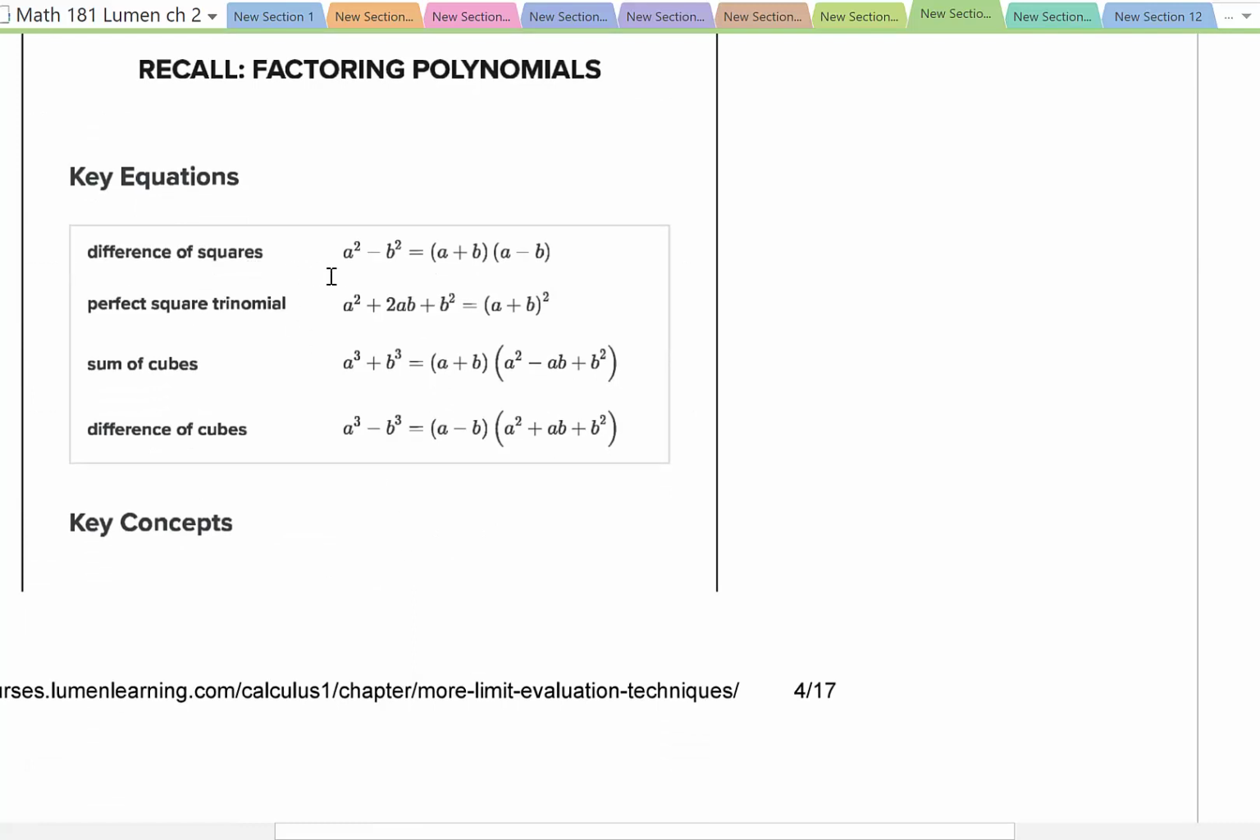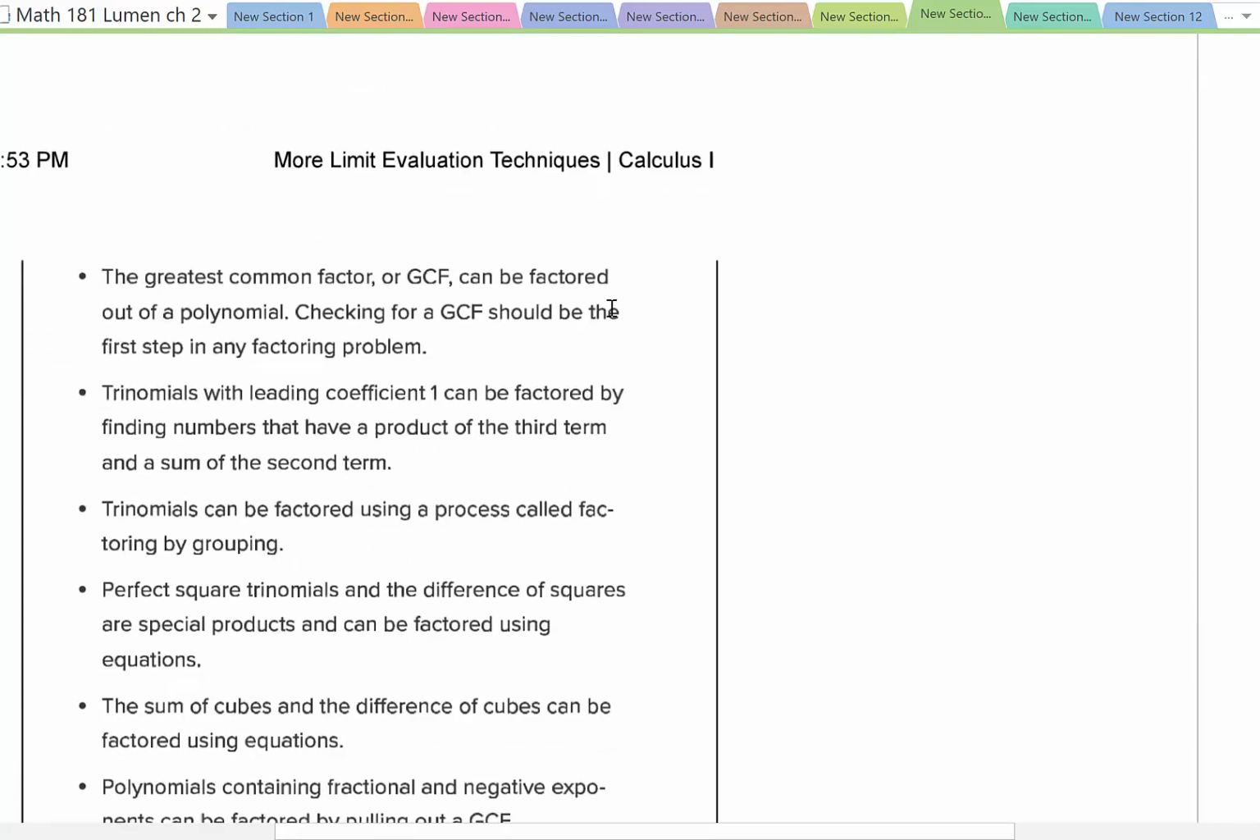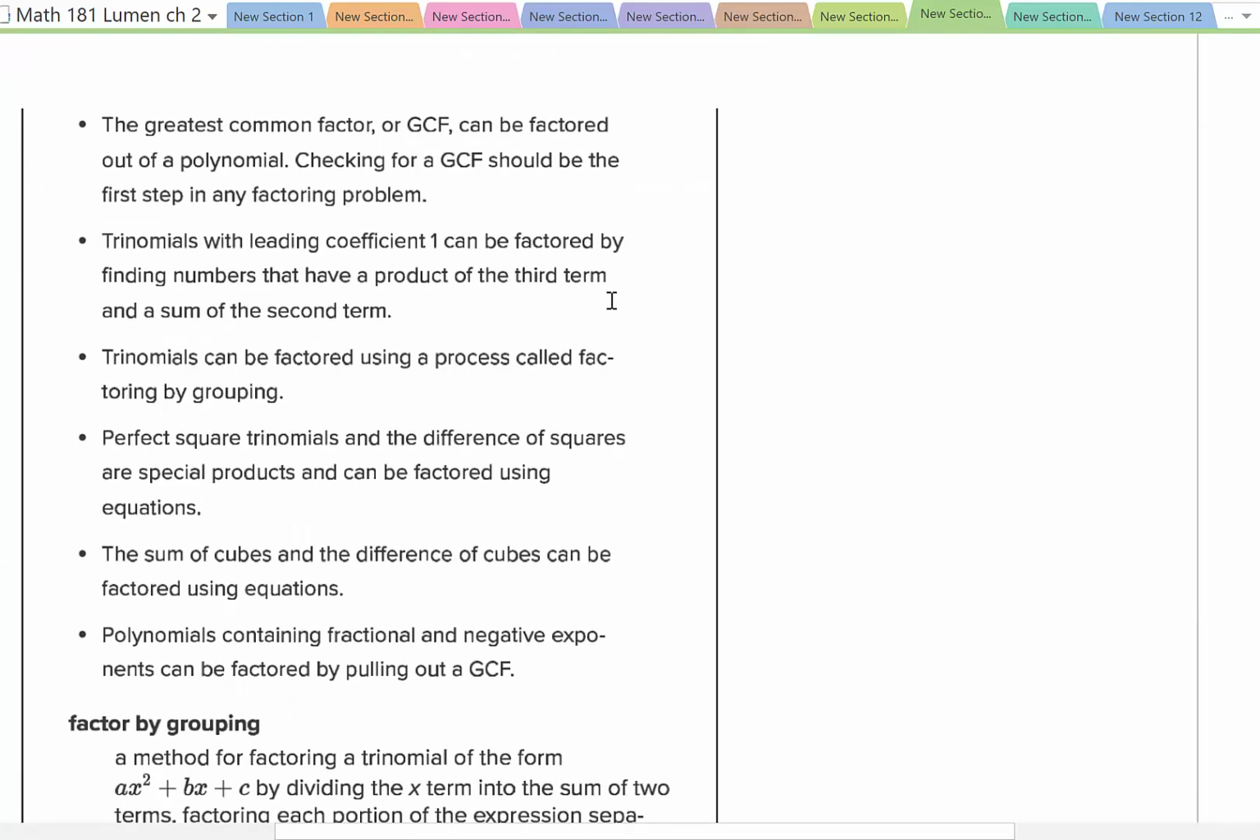So just recall that a squared minus b squared is a plus b times a minus b. A perfect square trinomial, a plus b squared, is a squared plus 2ab plus b squared, which factors to a plus b squared. A sum of cubes, a cubed plus b cubed, is a plus b times a squared minus ab plus b squared. And the difference of cubes, a cubed minus b cubed, is a minus b times a squared plus ab plus b squared. You probably remember those, but I'm just going to go over them.